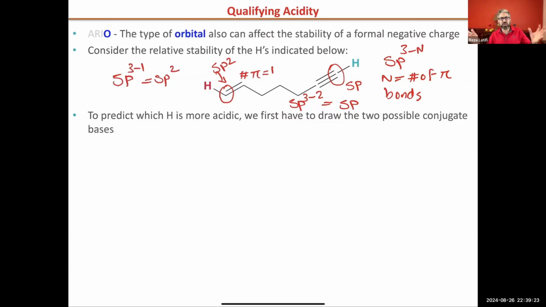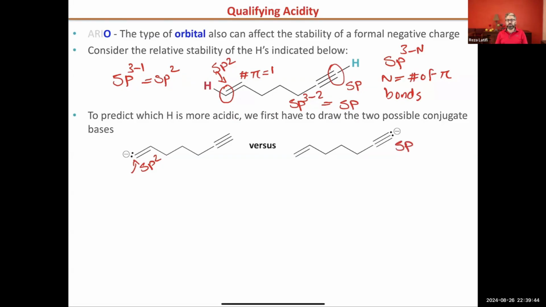Now let's take hydrogen from them. If we take hydrogen from the one on the left side, we get a carbon that has Sp2 hybridization, and if we take the hydrogen from the one on the right side, we get the carbon with Sp hybridization. Which one is more stable? The Sp. Why is it more stable?